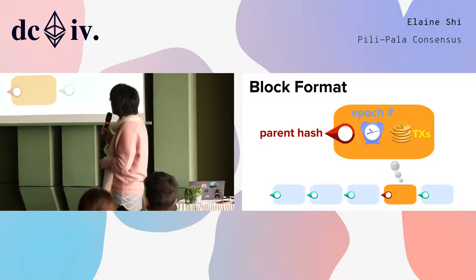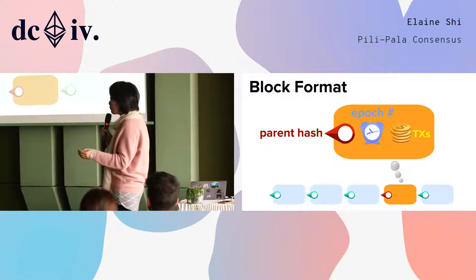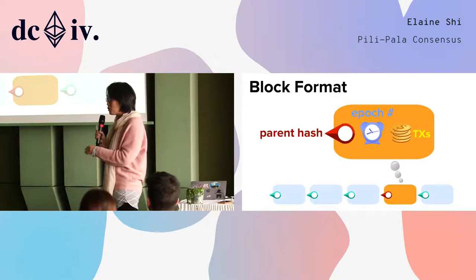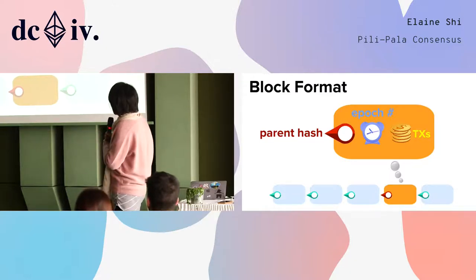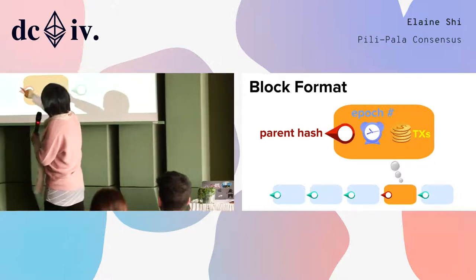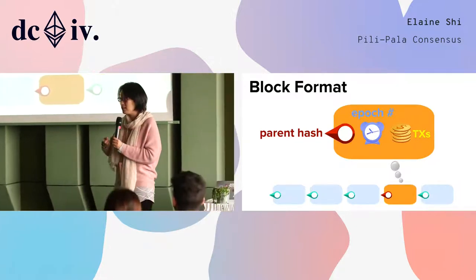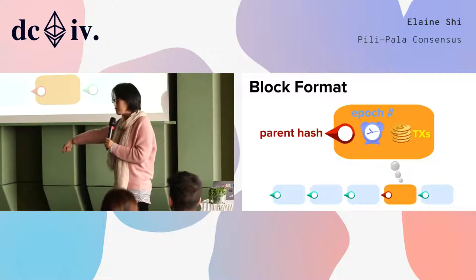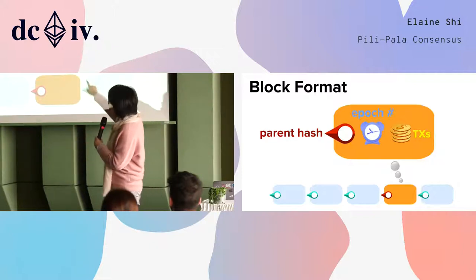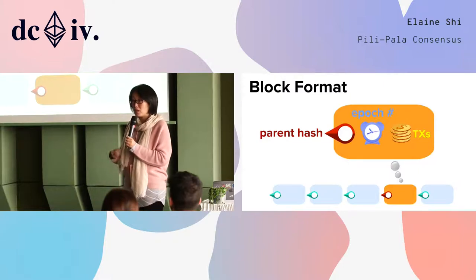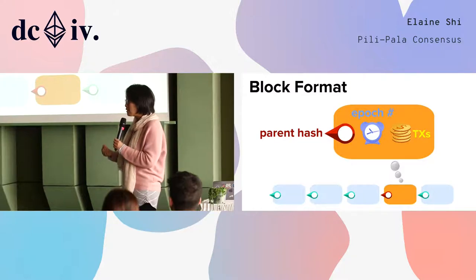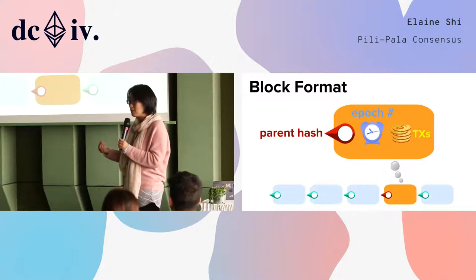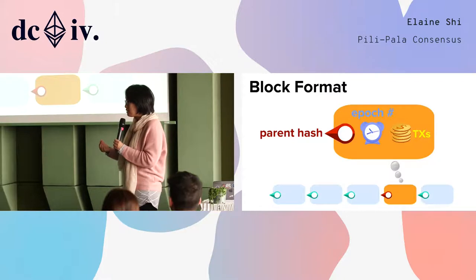Before I talk about the protocol, I will very quickly explain the block format we are going to assume throughout the talk. We are going to assume every block contains the parent hash. Basically, it's a cryptographic digest of the entire prefix of the chain. It has an epoch number. We are going to assume every epoch is 1 second. Whenever honest nodes send a message, the message is going to get delivered in, let's say, a quarter of a second. So in one epoch, you can have 4 round trips.